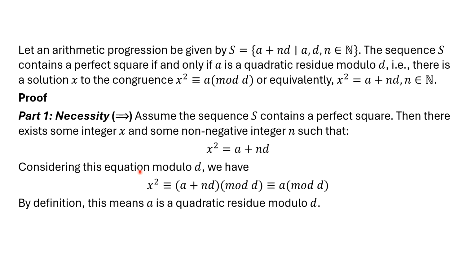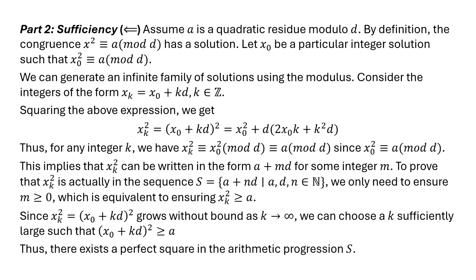Then consider this equation modulo D. We just take this mod D, and of course this term here is 0 mod D, and you get X squared equals A mod D. So by definition, this means A is a quadratic residue of D. So this was pretty trivial going in this direction. Going in the other direction is a little bit more involved, and I'll do that on the next slide.